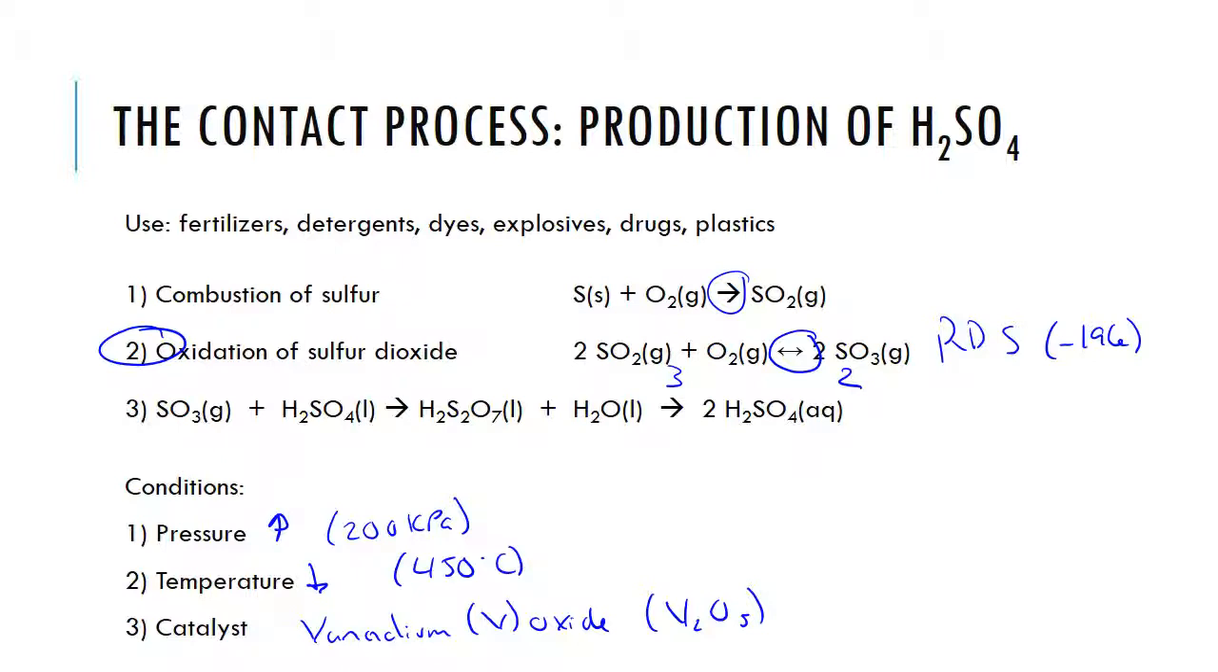And so equation 2 is where we affect how much SO3 we make, and then how much of that SO3 is used in that third reaction to move forward. And so that's where we have to control the rate of this reaction.